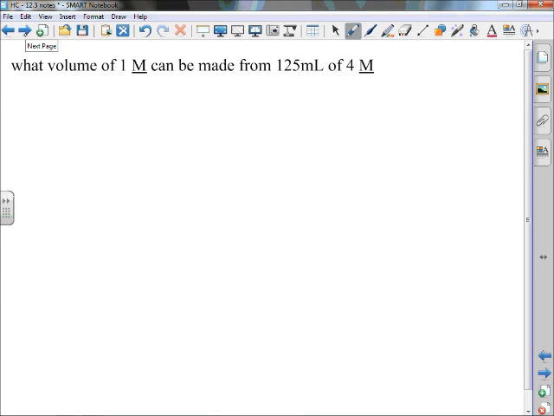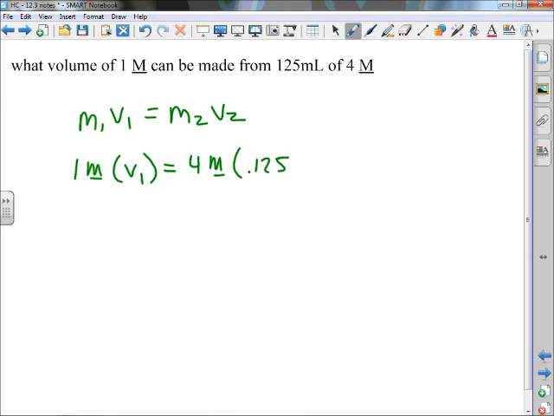Now, here's another one. What volume of 1 molar can be made from 125 milliliters of 4 molar? So M1 times V1 equals M2 times V2. Again, it doesn't matter what's one or what's the other. How much of 1 molar can I make from 4 molar and 0.125 liters? I could leave it in milliliters, but it doesn't matter. So I want to figure out what my value is here. We can actually say, well, V2 is going to be equal to 0.500 liters.